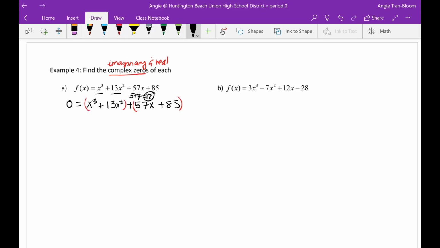Okay, I want to see if I can take out an x squared here, because that's what they both have in common, and then I end up with x plus 13. So let's see if it's divisible by 13 perhaps.